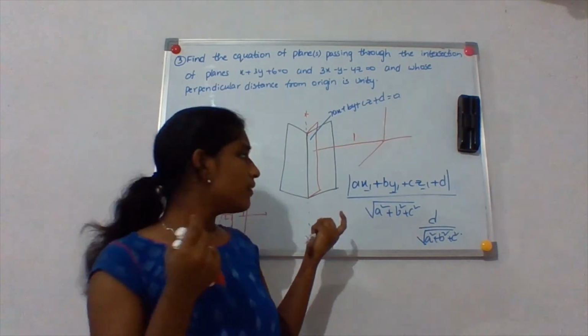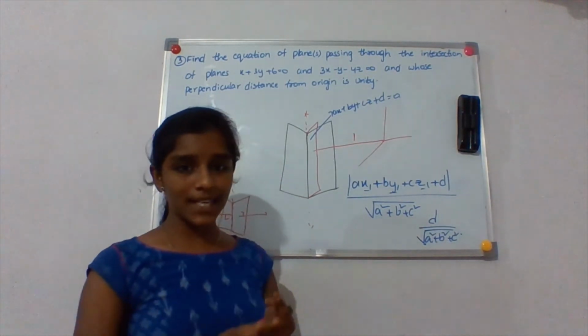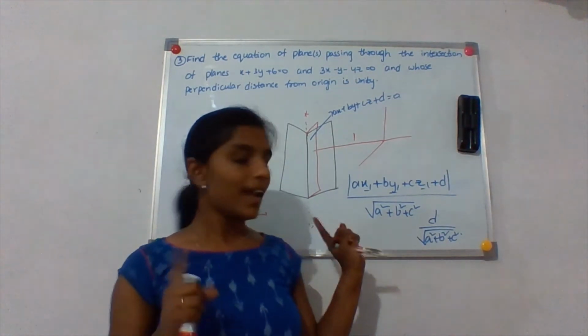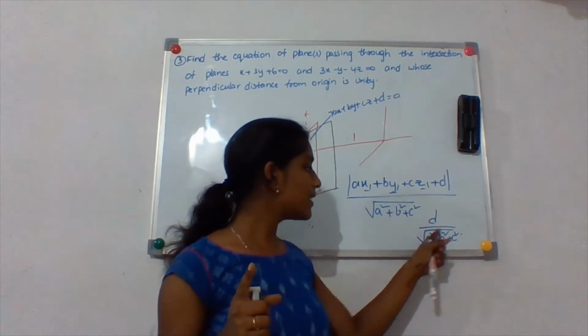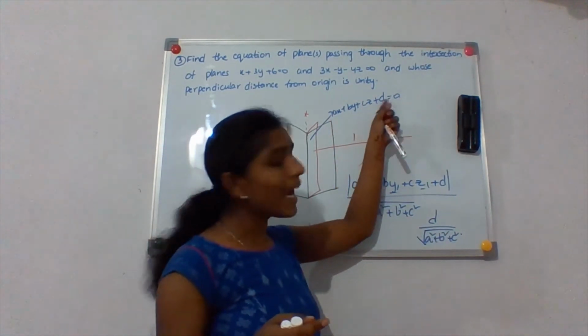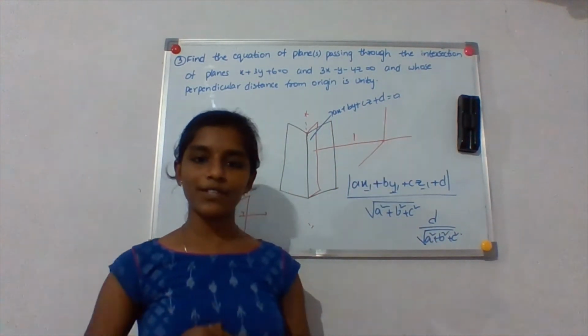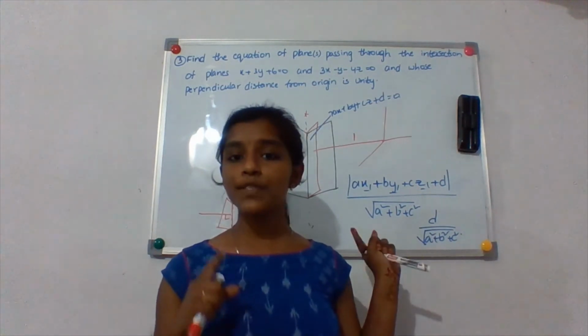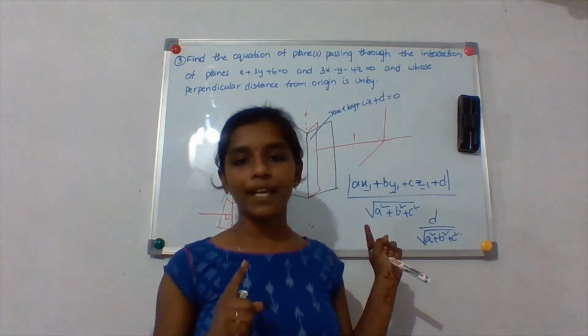And now you will find the values of A, B, C from there. Then you will put this in the first equation and you will get D. And when you know A, B, C and D, you will definitely know the equation of the plane. Now here we need to use the one-point form of the plane, right?